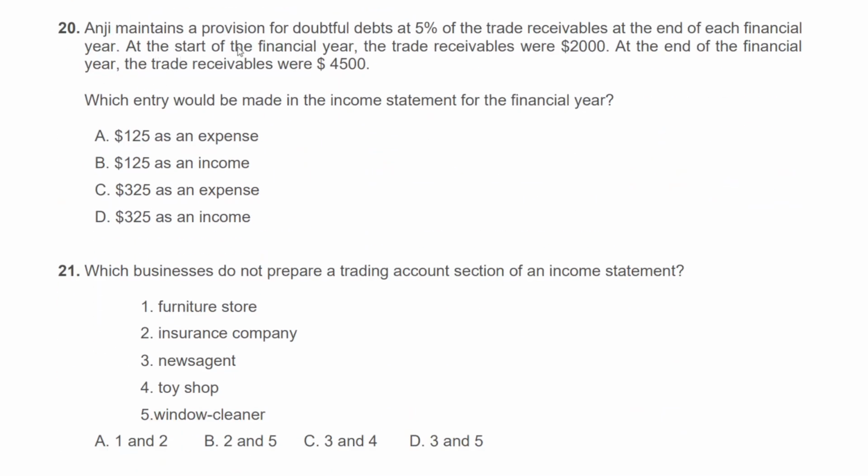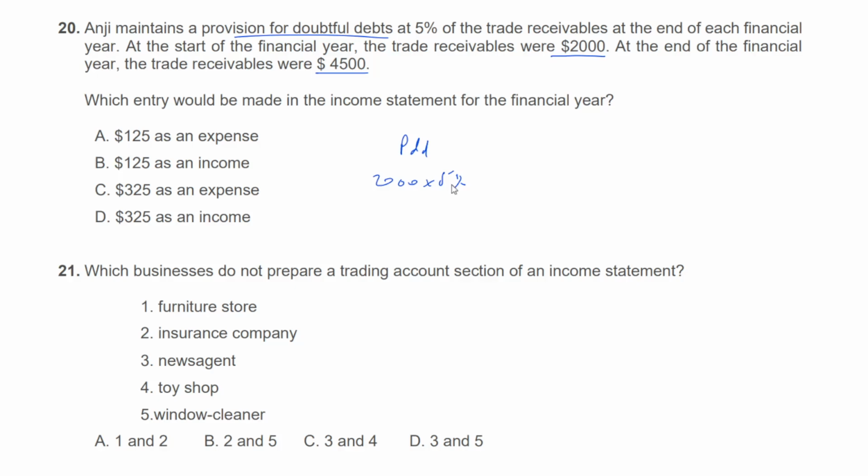Number 20. Anji maintains a provision for doubtful debts at 5% of the trade receivables at the end of each financial year. At the start of the financial year, the trade receivables were 2,000. At the end of the financial year, the trade receivables are 4,500. Which entry would be made in the income statement for the financial year? Well, okay. So what are the provision for doubtful debts? Provision for doubtful debts in the beginning.